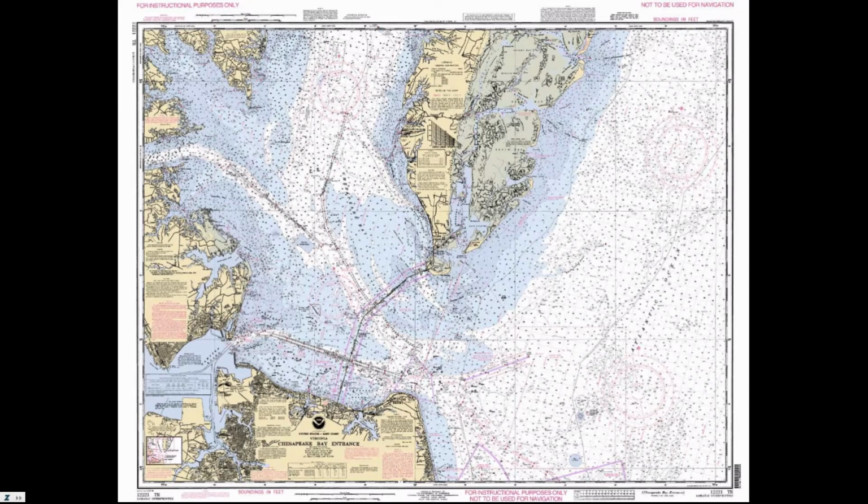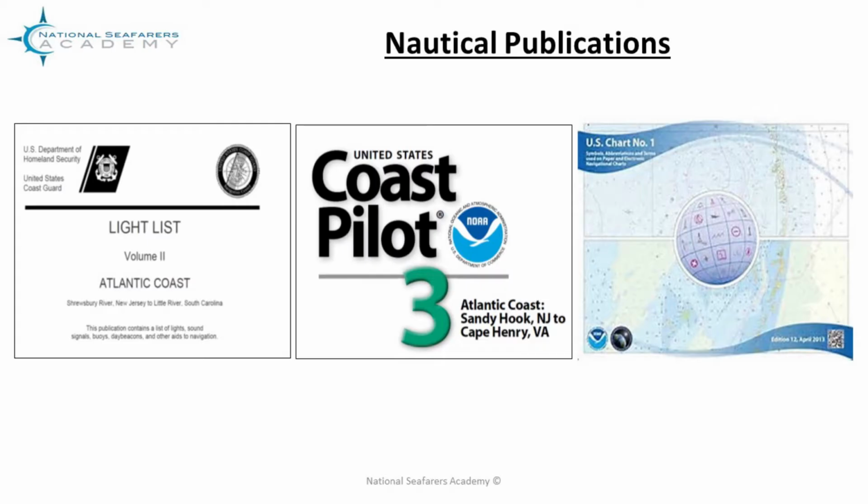So let's see, we're going to need the training chart itself. We may need the light list, and the appropriate light list will be volume 2. Coast Pilot, and the appropriate one will be volume 3. And we may also need Chart Number 1. And there are links to all the references that you'll need to answer these questions in the comment sections below.